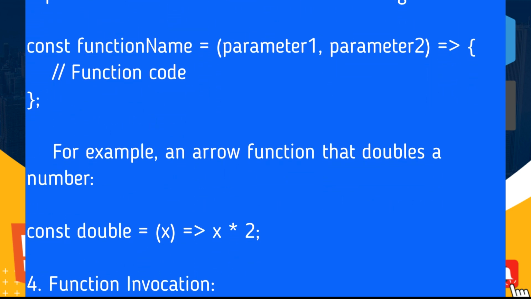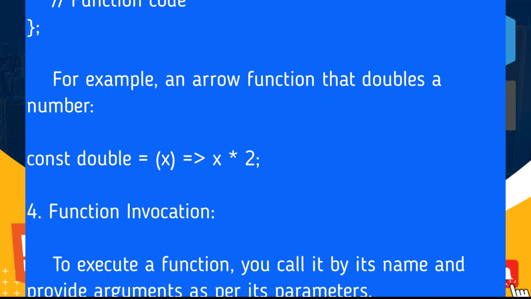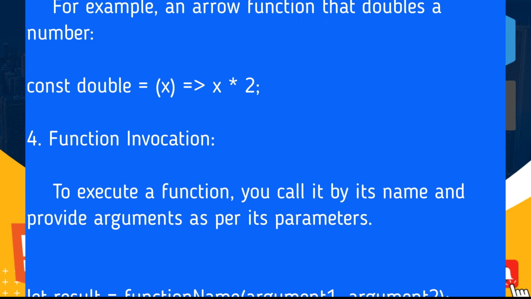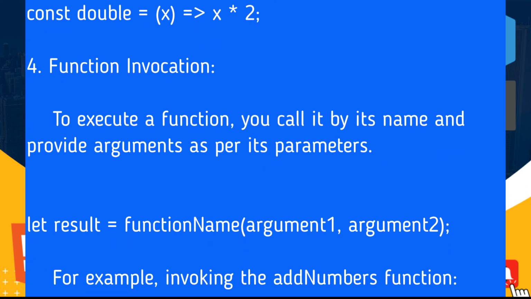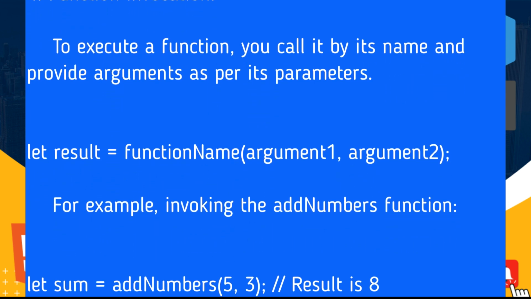4. Function invocation. To execute a function, you call it by its name and provide arguments as per its parameters. let result = functionName(argument1, argument2). For example, invoking the addNumbers function: let sum = addNumbers(5, 3); the result is 8.